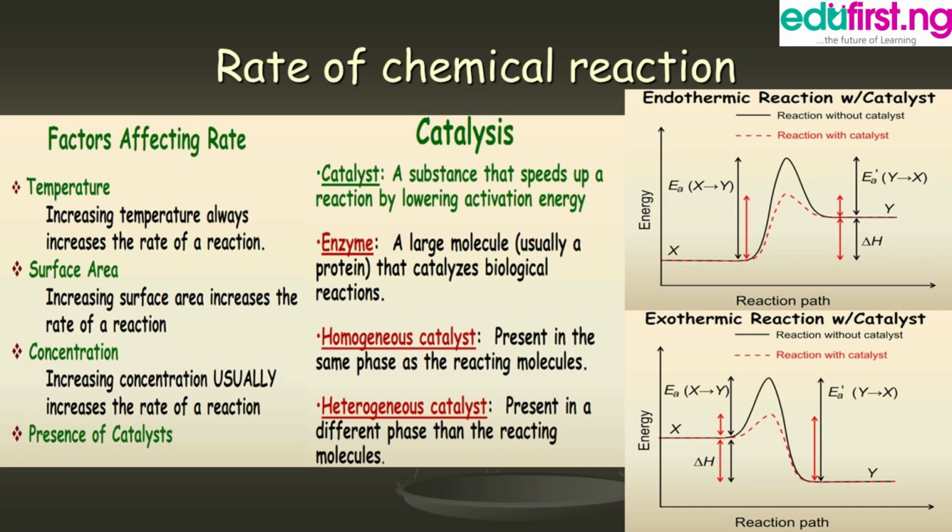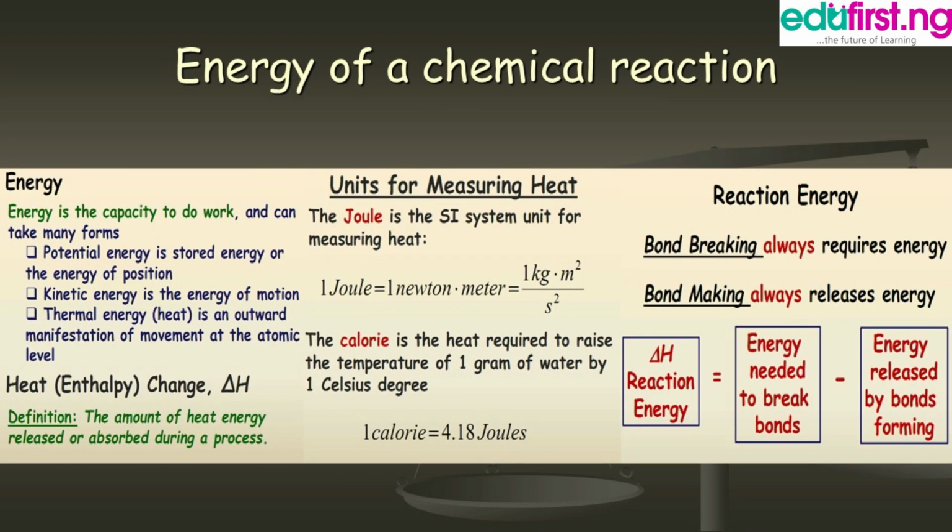Now, energy is the capacity to do work, and it could be potential energy, kinetic energy, or thermal energy. Now, that's what we're concerned with here. That's delta H, the heat energy released or absorbed during the process. The unit here is joules, and it concerns the bond breaking and bond making.